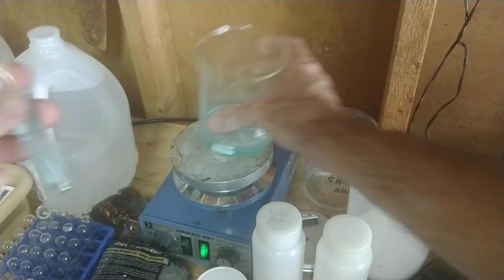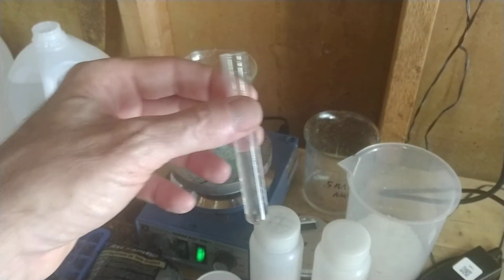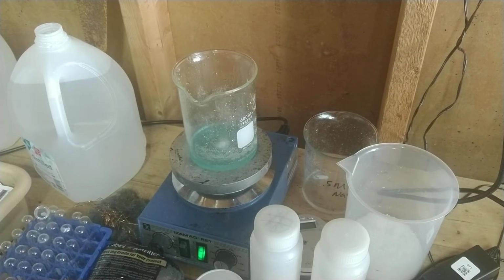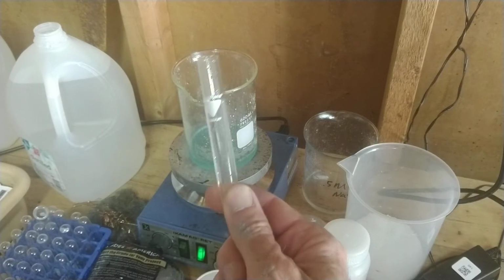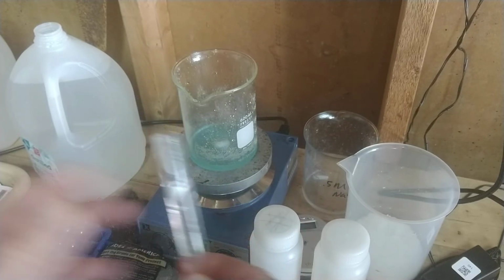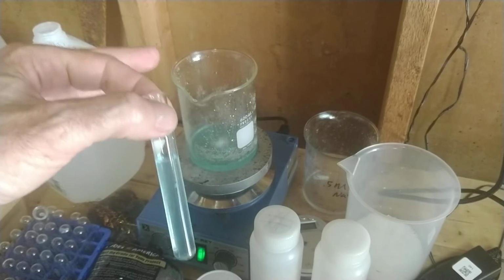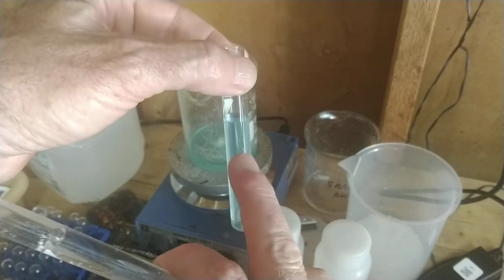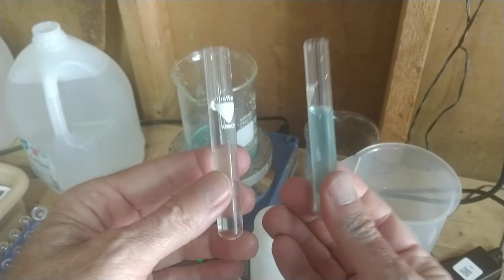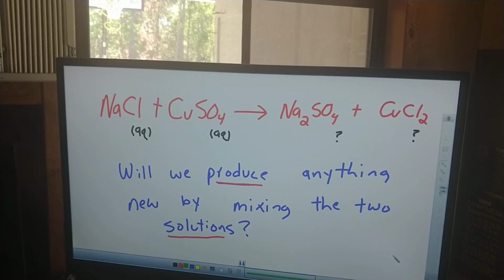There we go. And off camera, I took some table salt and I dissolved it in some water. So now you'll see that I've got a test tube with sodium chloride. It's dissolved, so we call that aqueous. I've got another test tube with copper 2 sulfate. Not sulfite, I keep saying copper 2 sulfate. It is dissolved, so we call that aqueous. We're going to take these two together and we're going to do a chemical reaction. All right, now here's what we did.